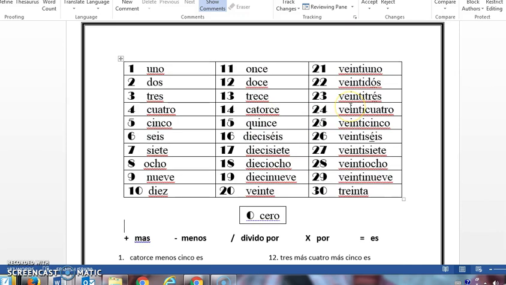Okay, let's pronounce these numbers one more time together. Let's do this together. Ready? So I'm just going to say these numbers. You can say them with me. Uno, dos, tres, cuatro, cinco, seis, siete, ocho, nueve, diez, once, doce, trece, catorce, quince, dieciséis, diecisiete, dieciocho, diecinueve, veinte, veintiuno, veintidós, veintitrés, veinticuatro, veinticinco, veintiséis, 27, 28, 29, 30.